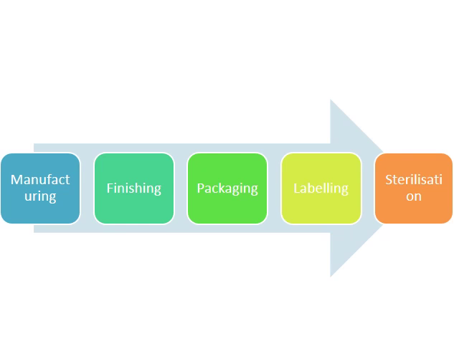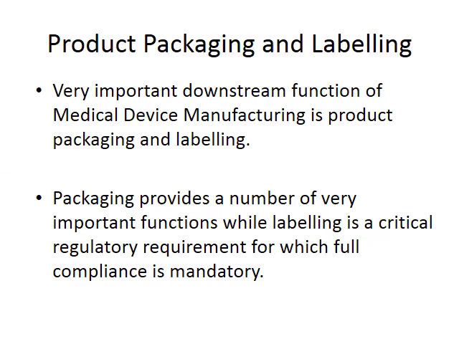If we look at the life cycle of a medical device from manufacturing through to finishing, so that could be polishing or coating, the next job that's done either in the plant itself or contracted out is packaging the device, which usually incorporates labeling so that the package has the label on it, and then sterilization is typically the most downstream process before the product is shipped.